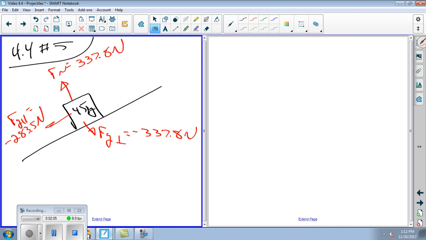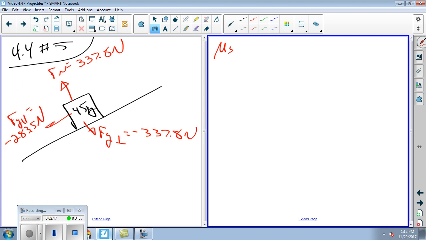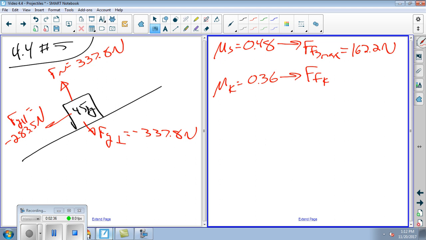What should my next step be, regardless of what's going on? There's something that you should probably automatically do. Yeah, find your friction forces, right? So in this problem, we know that our coefficient of static friction is 0.48, which means your maximum force of static friction is 162.2 newtons. And your coefficient of kinetic friction is 0.36, which means your force of kinetic friction is 121.6 newtons. Everybody good up to there?